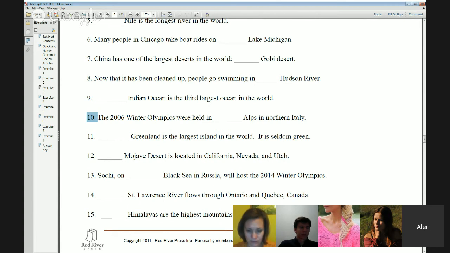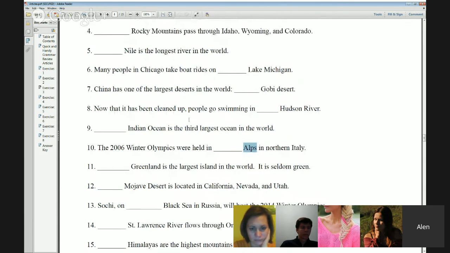The 2006 Winter Olympics were held in the Alps in northern Italy. Yeah, you sound a bit cautious or doubtful. Alps are just like the Rocky Mountains.